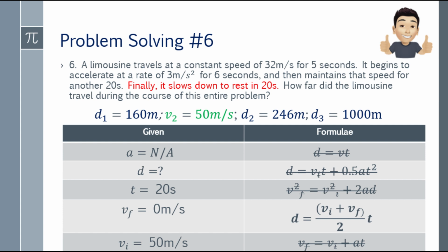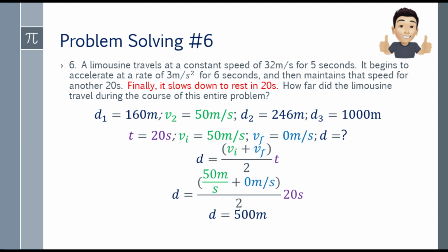So let's substitute the values. So that will be d is equal to 50 meters per second plus 0 meters per second over 2, and multiply the answer by 20 seconds, and d is equal to 500 meters.